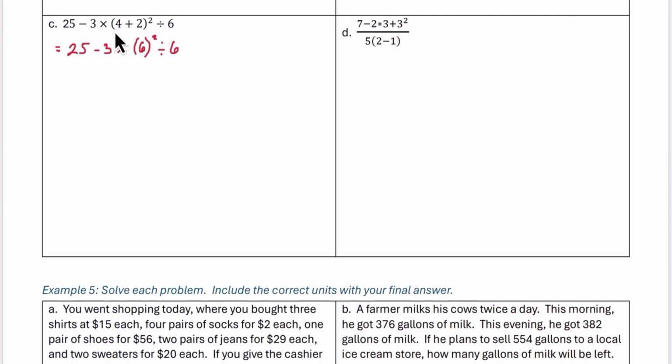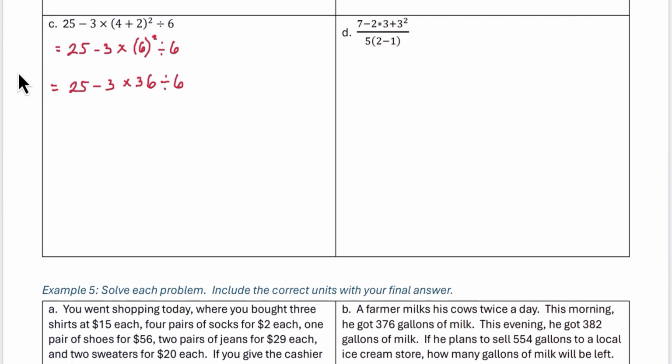Now that we've taken care of the parentheses, let's move on to exponents. We have 6 squared. So we'll copy the rest. 25 minus 3 times 6 squared. 6 times 6 is 36. Divided by 6.